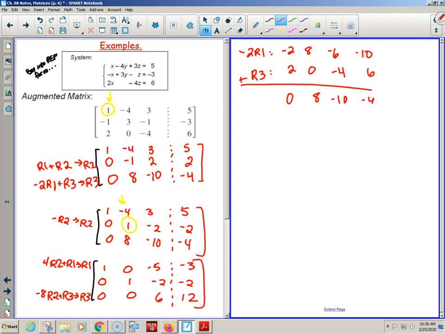Row echelon form would say 0s below. Reduced row echelon says a full identity matrix with 0s above and below. But I have that on the next page. I just copied and pasted to show you guys the difference between the two terms. But right now, we're just trying to finish this matrix. I already started getting 0s in both places, so we're going to keep on going towards reduced row echelon form. And then we'll finish off the problem and kind of recalibrate and see how we're doing.